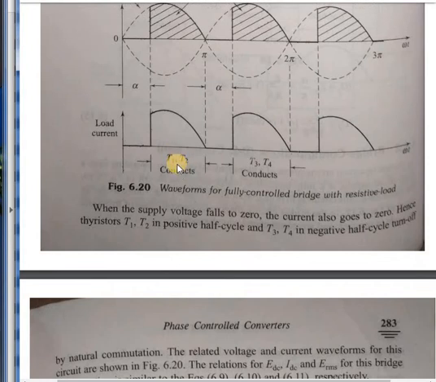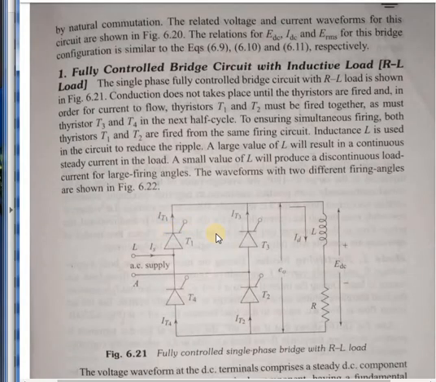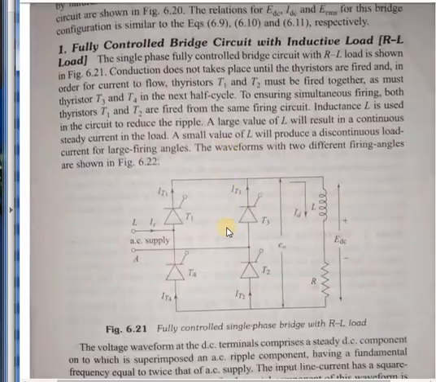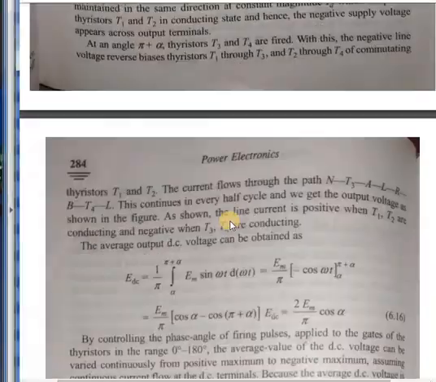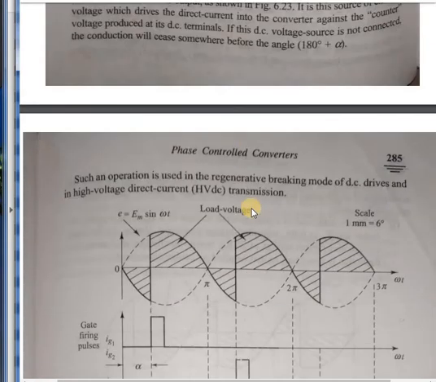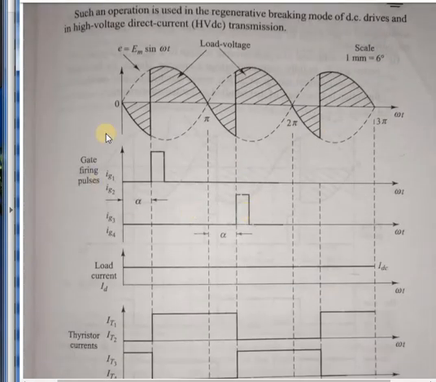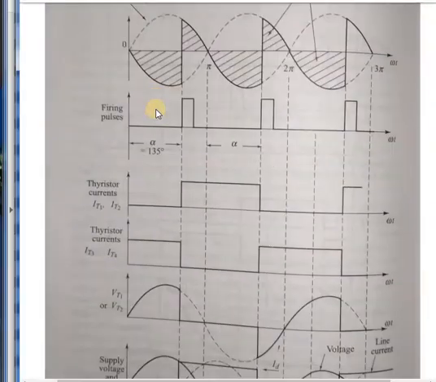The same load voltage and load current will be there, the conduction will be different here. With RL load is just being shown. So here with RL load, again you see that the negative half cycle is having the voltage.